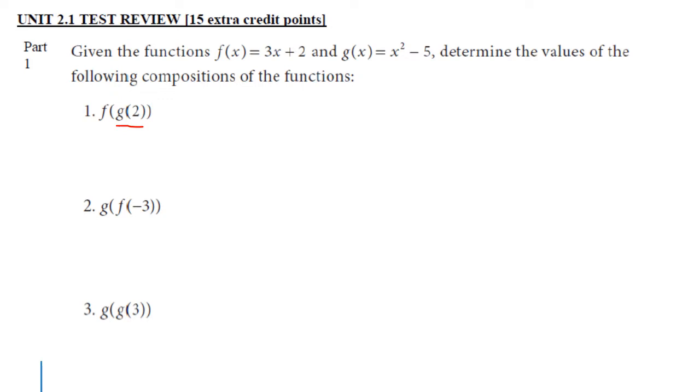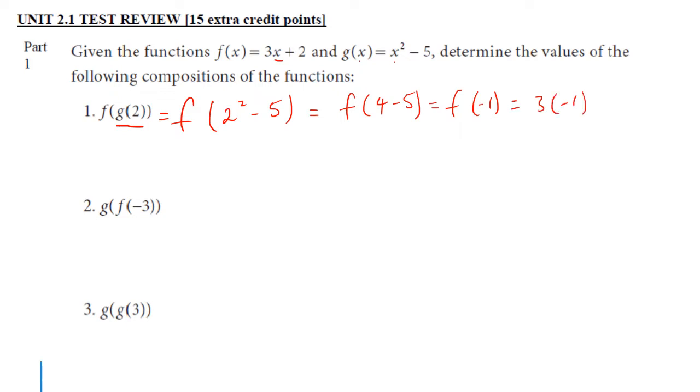Well, g of 2 means that I'm substituting in 2 for x in the g of x function. So that's going to lead me to having f composed of, and instead of a 2, it's going to be 2 squared minus 5. I'm going to simplify this, and that's going to give me f of 4 minus 5, which equals f of negative 1. So now I'm going to take the negative 1 and substitute it into f, where x is going to become a negative 1. So we have 3 times negative 1, which equals negative 3. So my final output is negative 3.